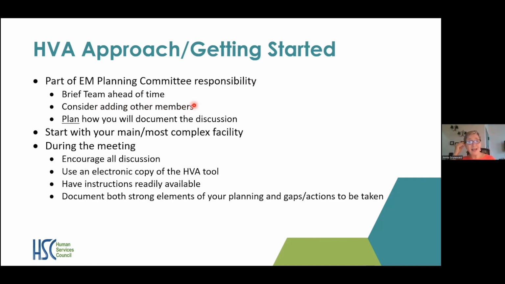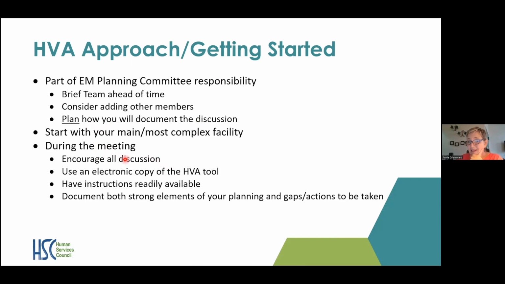It's a good way to introduce new people to your organization and the things that you think about for planning for emergencies. The next thing is you want to plan how you're going to document your discussion. You're going to ask everybody to take notes. You're going to have one note taker. Most important thing, you're going to start with your main, most complex facility. And once you have that, really, it's going to be a lesser process, unless, of course, you have branches in different states. Really, a smaller group can compare what's different to this HVA.